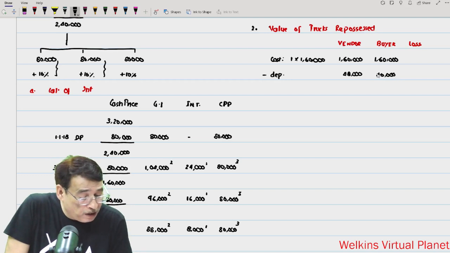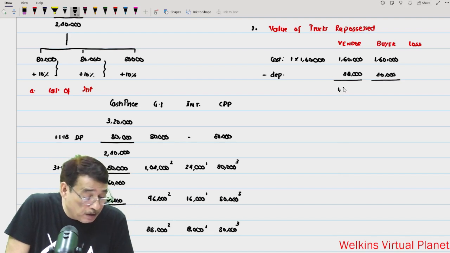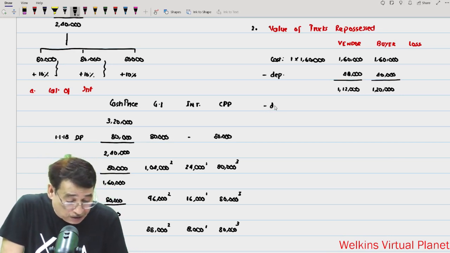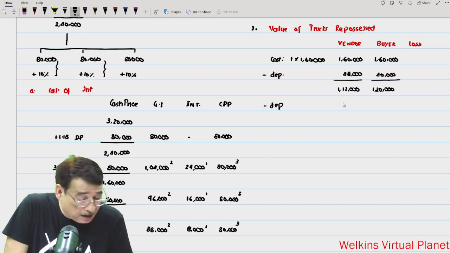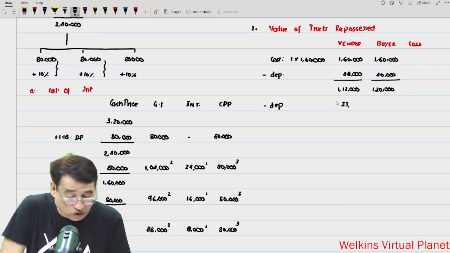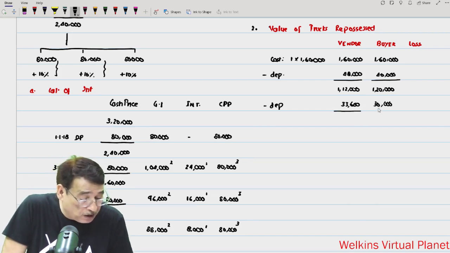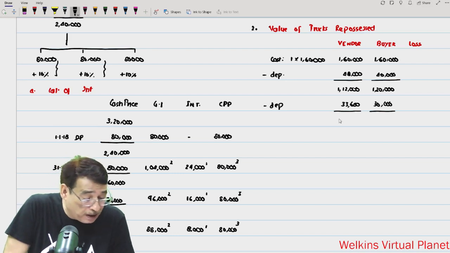So respective values after the end of the first year of this particular truck is 1,12,000 in the opinion of vendor. However, buyer is of the opinion that value is 1,20,000 at the end of the first year. Now we are going to charge depreciation for second year. In the second year, depreciation will be 30%, that is 33,600. And here depreciation will be 25%, that is equal to 30,000. So after having charged the depreciation for the second year, now you will compute the balance. The balance will be equal to 78,400 if my computation is correct.